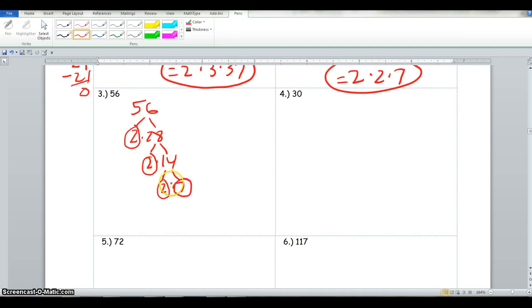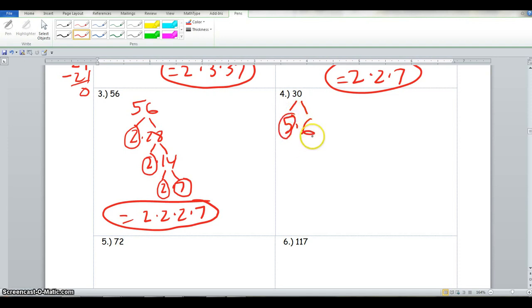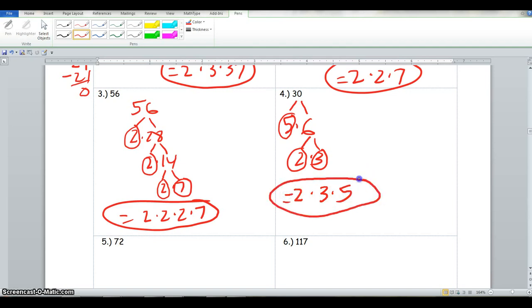And see how the divisibility rules make it easy for you, because if you know it's even, automatically you know 2 goes into it. If you add those digits together and it gives you a multiple of 3, you know 3 goes into it. And if it ends in a 0 or 5, you know that 5 will go into it. So we could take 30. Since it ends in 0, let's just take 5. We know 5 times 6 is 30. Now we could break down 6 to 2 times 3. So we'll write 2 times 3 times 5. And that will be our prime factorization of 30.